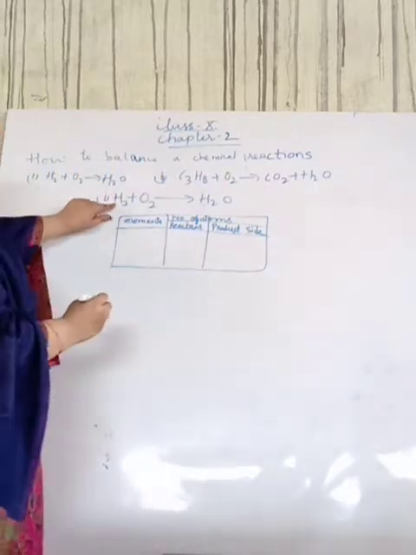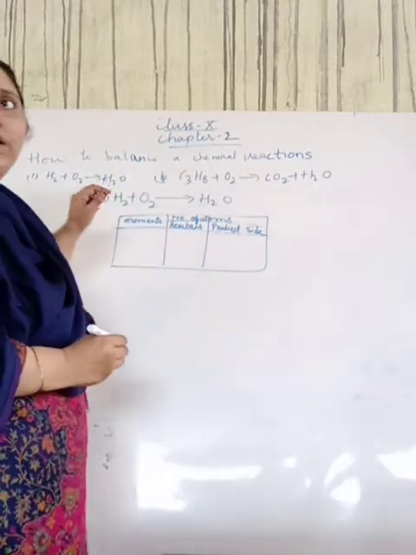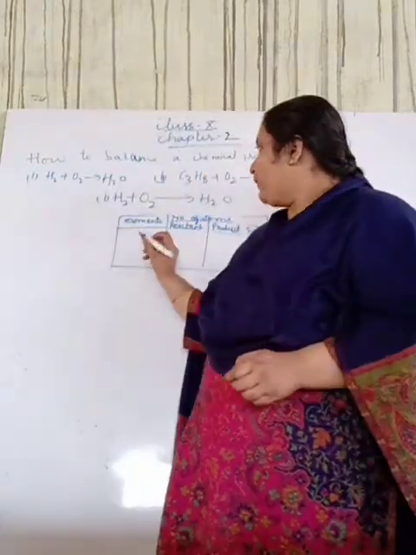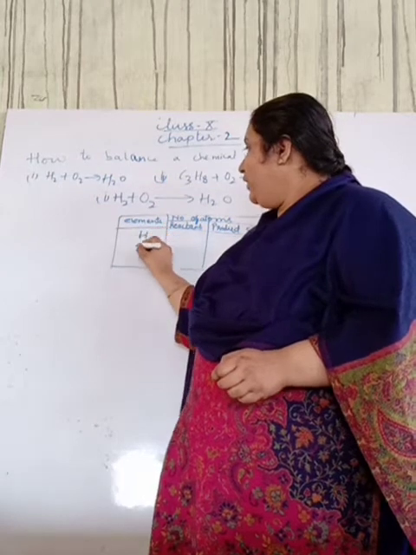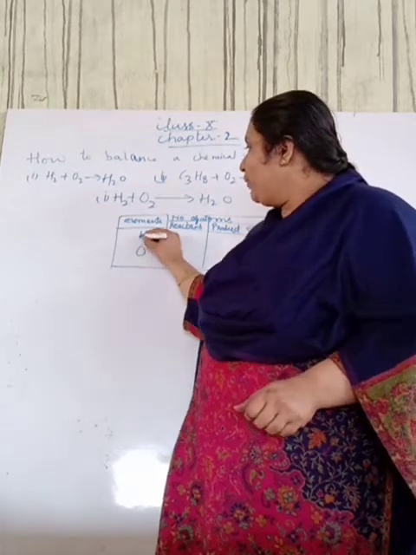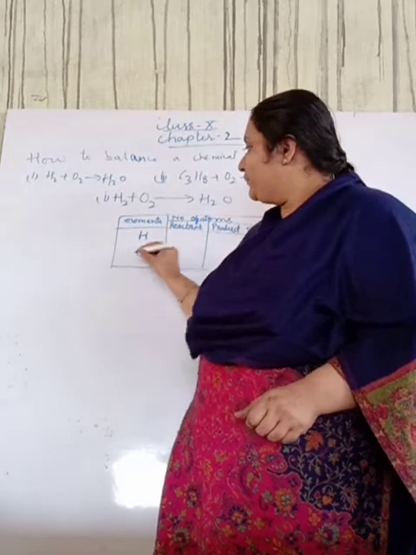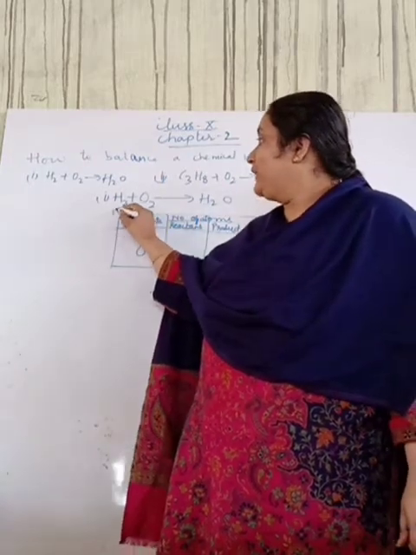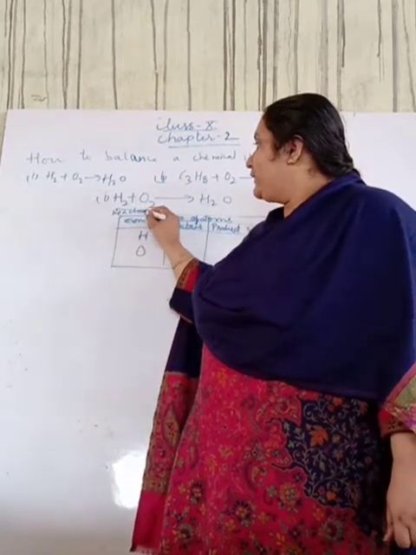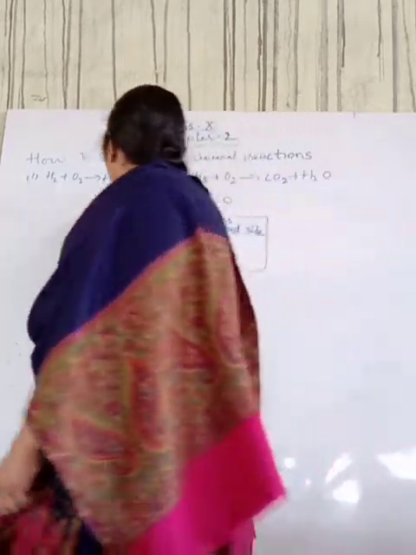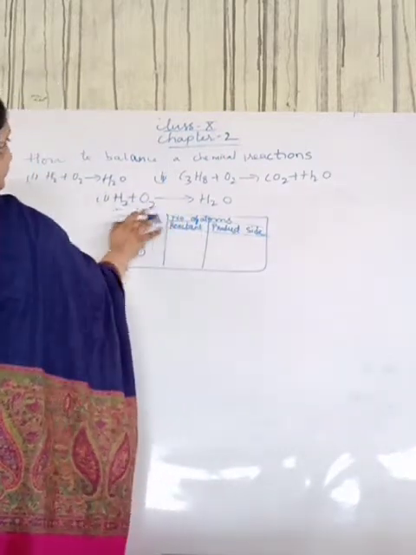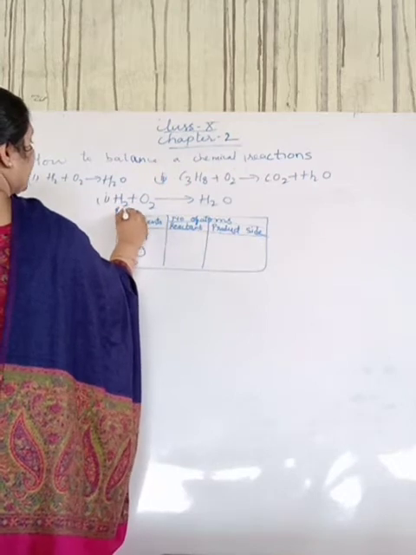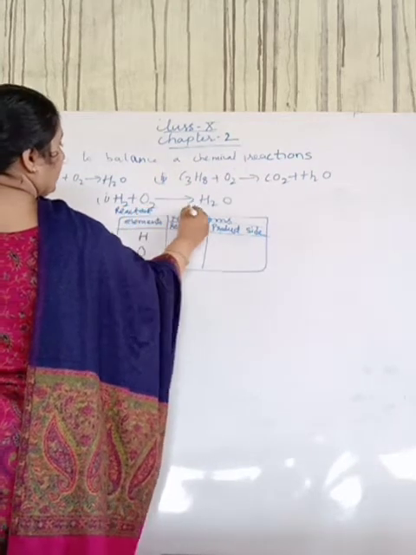So what are the elements present in this particular reaction? We can say that only two elements are present in this chemical reaction. What are the two elements? Hydrogen and oxygen. Okay, so that two elements I am writing like this separately here. So in reactant side, we know now students, this is the reactant side. This is the product side.